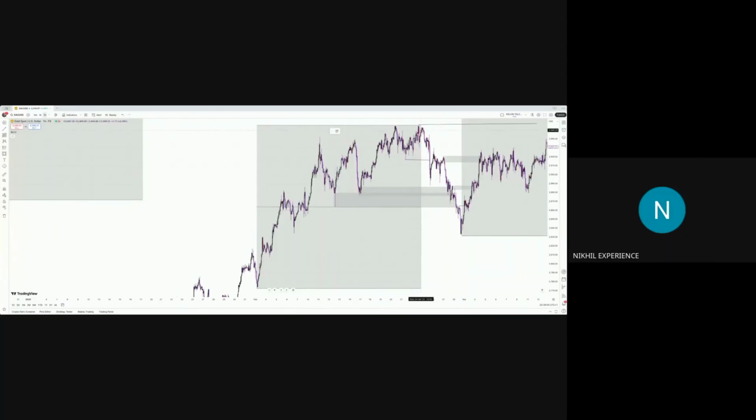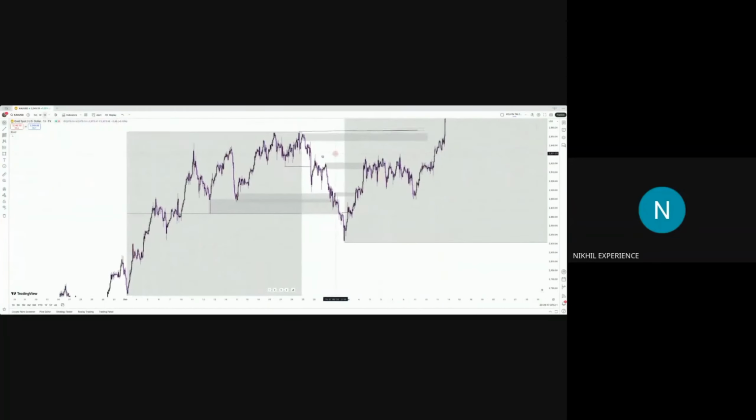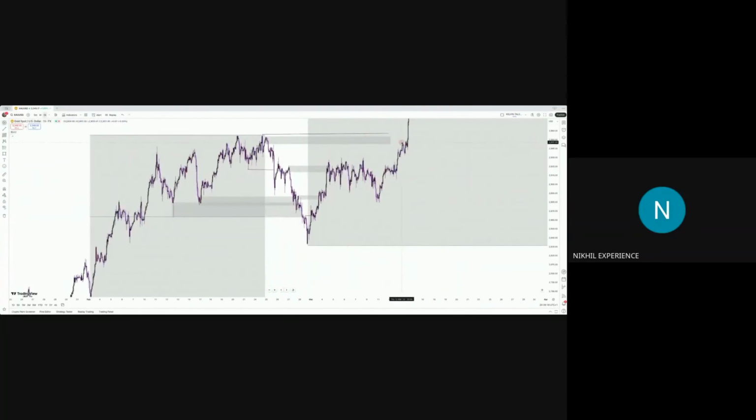Extreme points are very, very important. So we want to sell from this high because of what? Because of this strong break of structure here.